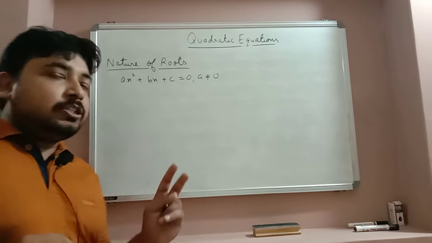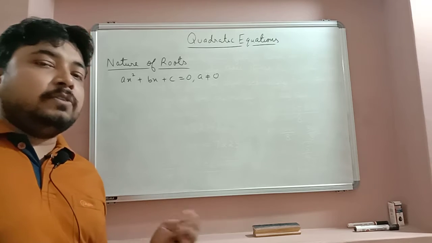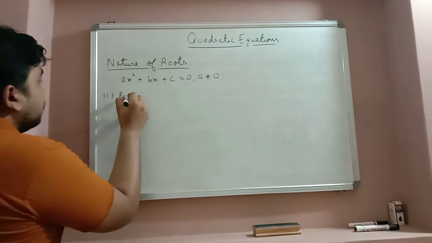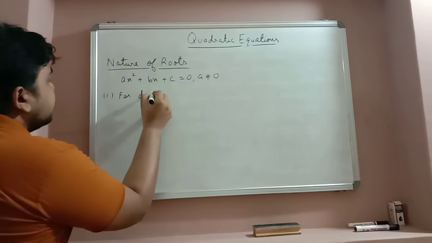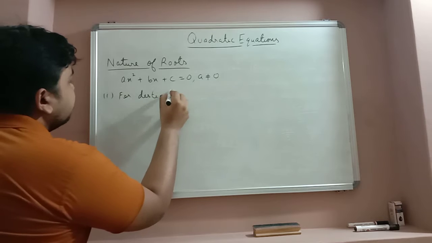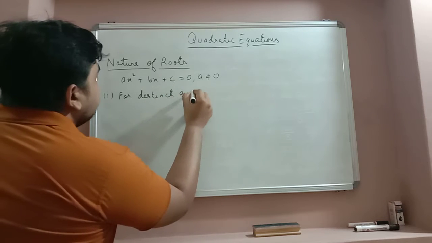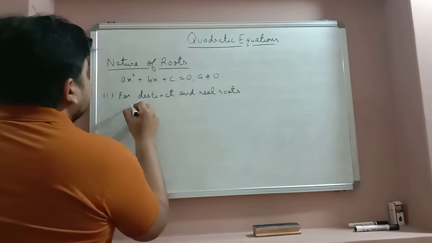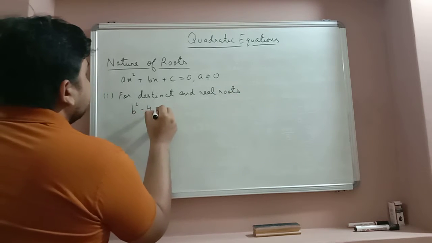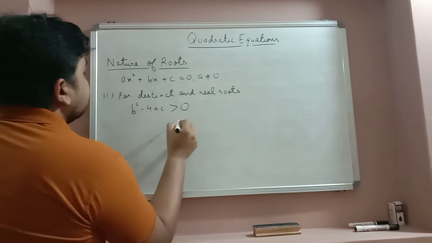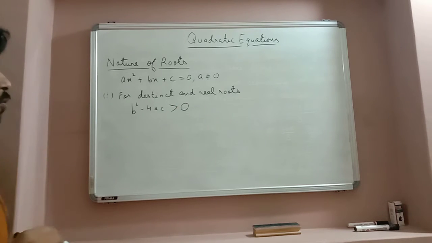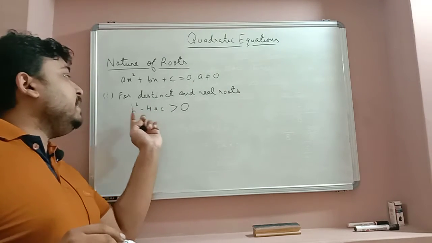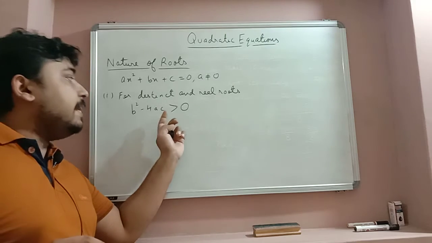Now we have three conditions in which we can determine the nature of the roots. First, for distinct and real roots, the condition is b square minus 4ac must be greater than 0. So if the equation has to have distinct and real roots, then b square minus 4ac, that is the discriminant, has to be greater than 0.